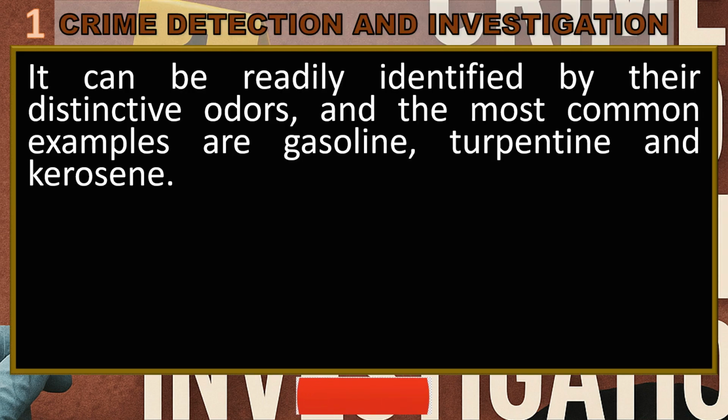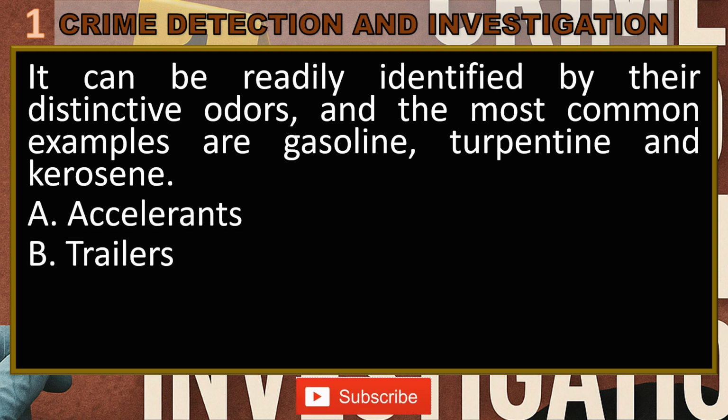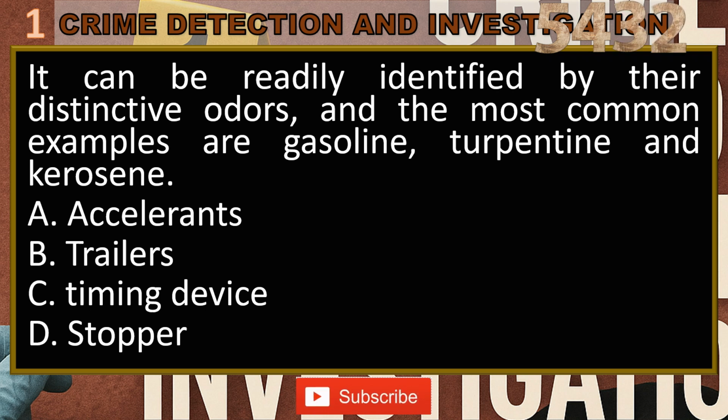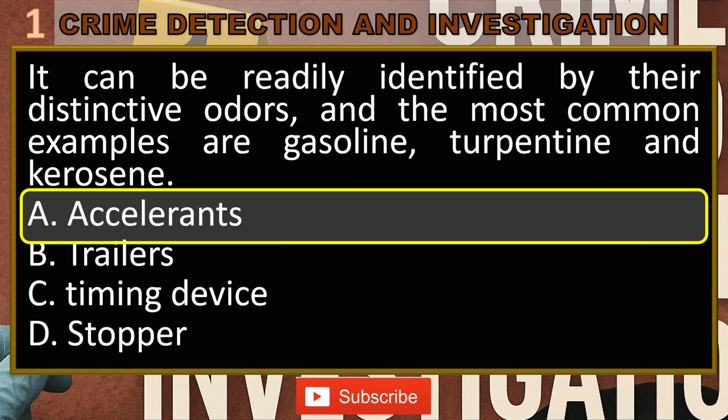It can be readily identified by their distinctive odors, and the most common examples are gasoline, turpentine, and kerosene. A. Accelerants. B. Trailers. C. Timing device. D. Stopper. In the next 5 seconds, select the best response from the available options. 5, 4, 3, 2, 1. Correct answer, A. Accelerants.